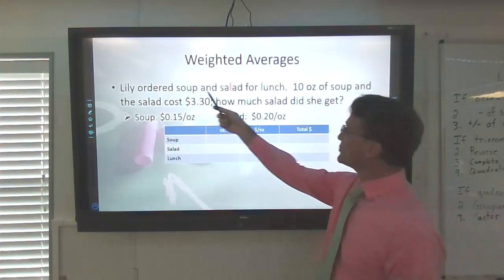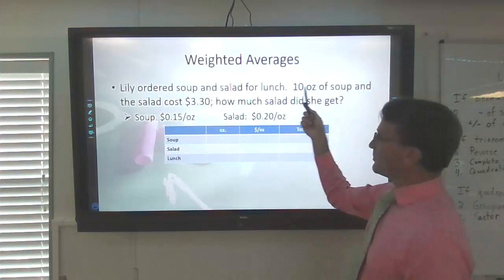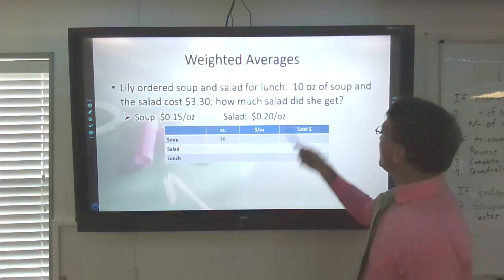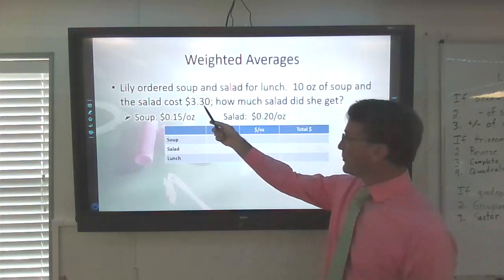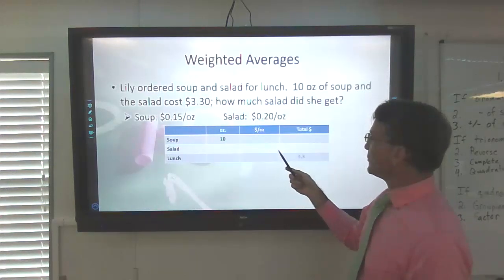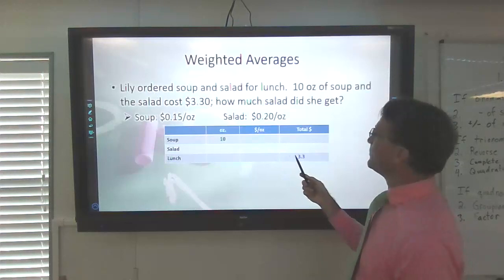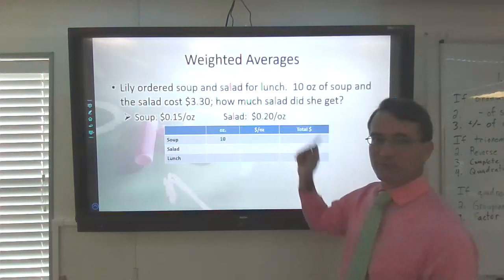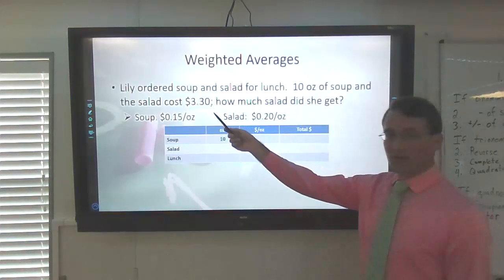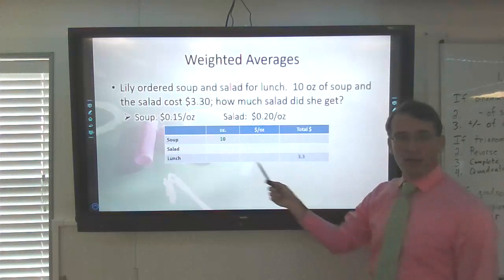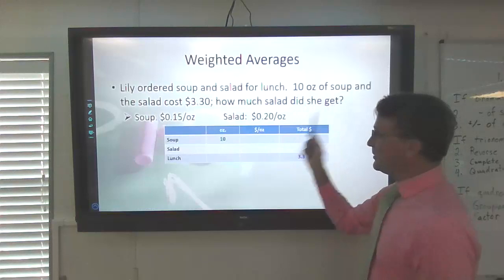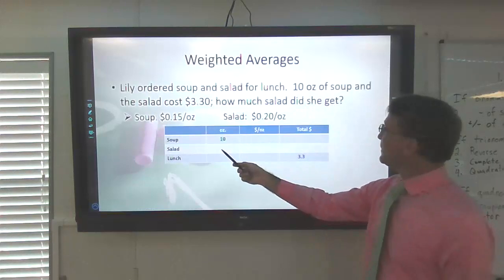So over here, she ordered soup and salad for lunch, 10 ounces of soup. So I'm going to put 10 where the ounces for soup is located. The total cost of her lunch was $3.30. So that's the soup and the salad, everything together gives us $3.30. How much salad did she get? So I have an unknown right there.